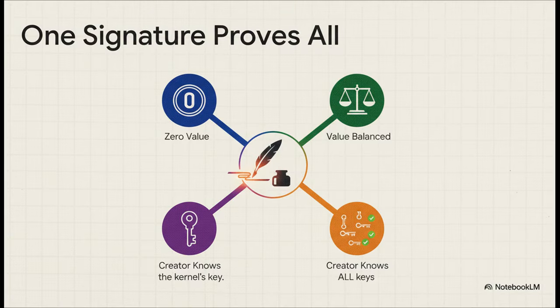The person who created the transaction creates a digital signature on the kernel. And this one signature, this single piece of data, proves everything all at once. It proves the kernel is worth 0, which means no money was magically created. It proves the creator knows the kernel's secret key. And if they know that key, it indirectly proves they knew all the other input and output keys too. It's a brilliant, all-in-one proof that keeps all the secrets safe.